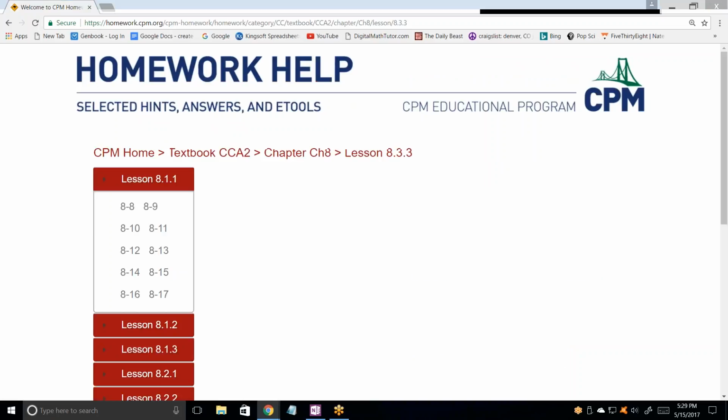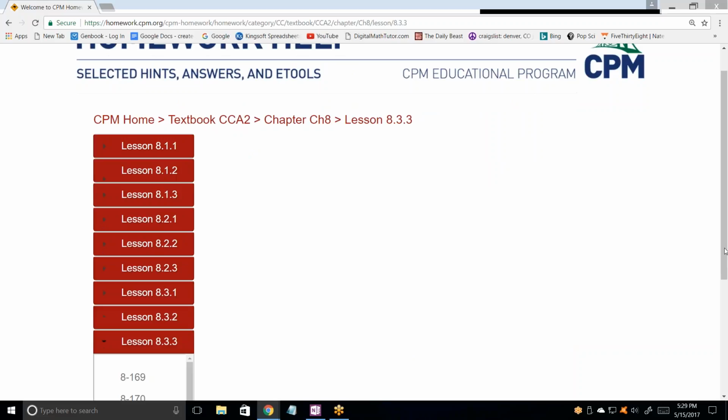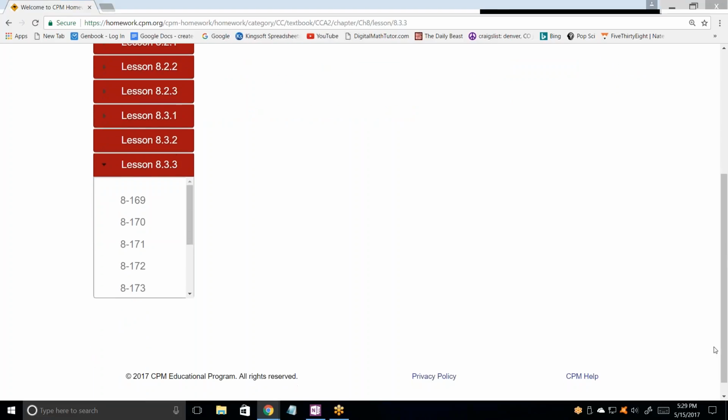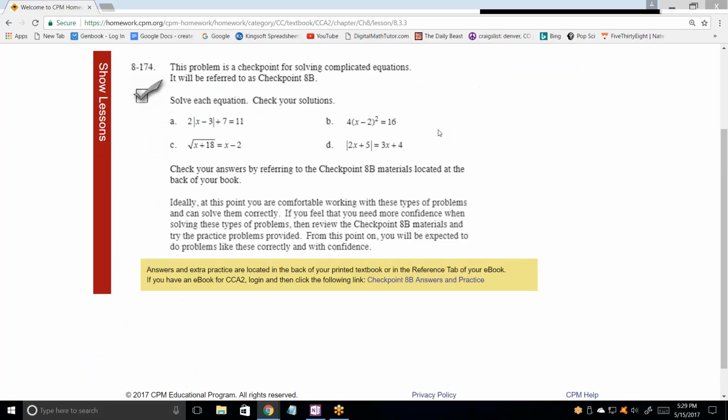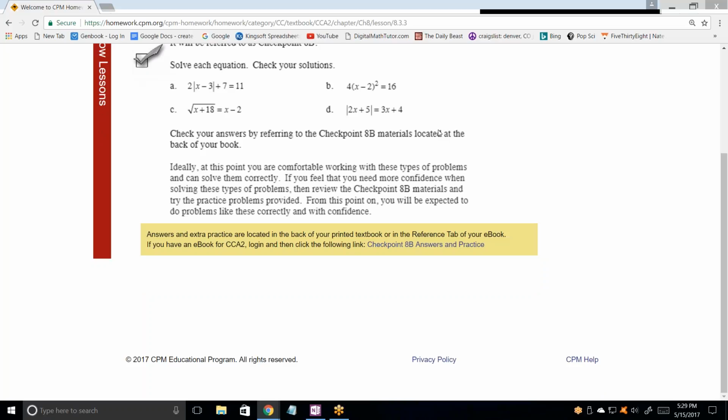But let's see, we want to go to what comes next. Oh, no, there's more problems here. I didn't see that it scrolled down. This problem is a checkpoint for solving complicated equations. You know, these aren't that complicated.